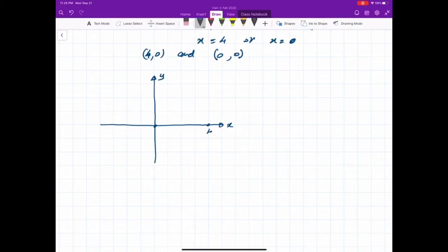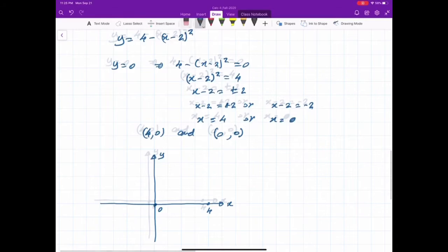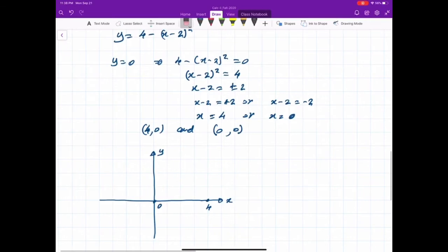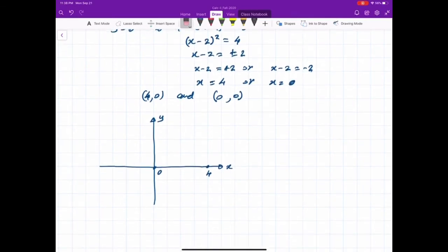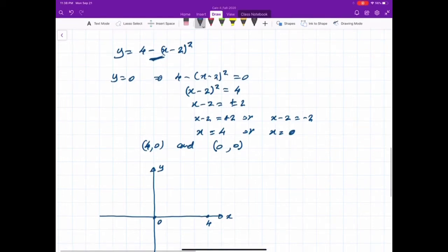That's (4, 0). Okay, so it should go through those two points. All right, and then we need three points in order to draw this parabola. Now we have to find another point because we have only two points. The next point can be found by differentiating this function. Once you differentiate, you will be able to find the maximum of this function, and that maximum point will be the third point.